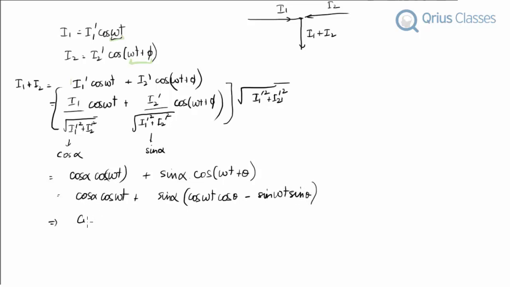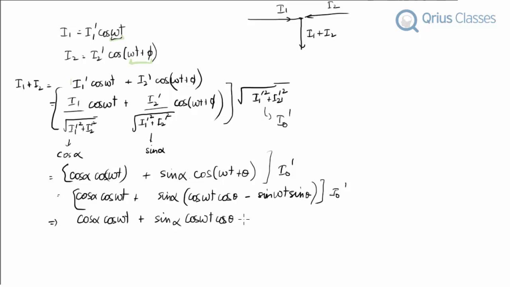So this becomes cos alpha cos of omega t plus sine alpha into, let's call it, I naught dash, into I naught dash, into I naught dash, sine alpha cos omega t cos of theta minus sine alpha sine of omega t sine of theta into I naught.